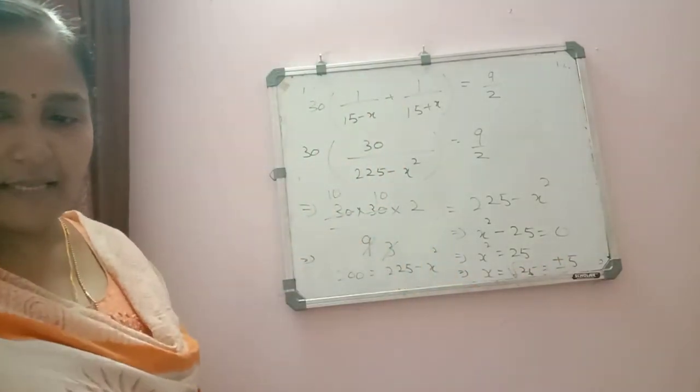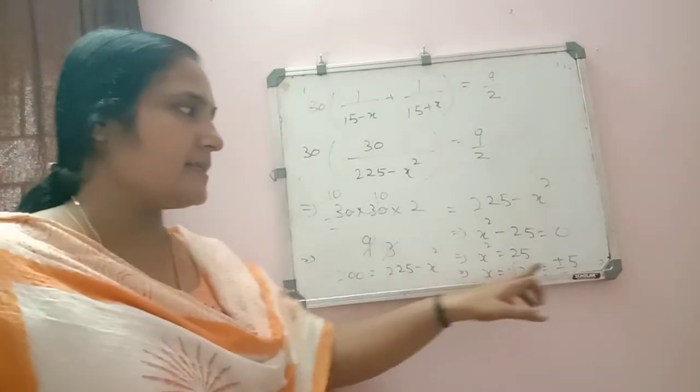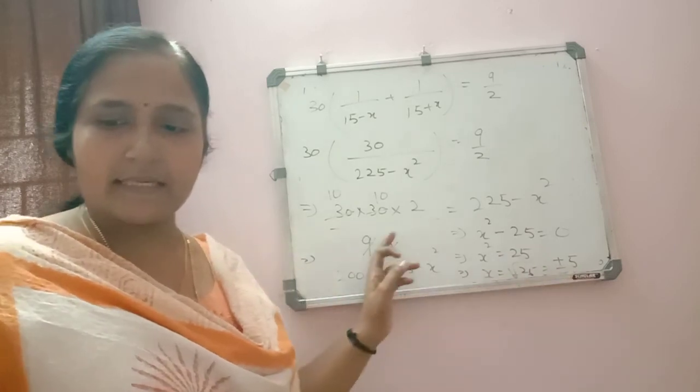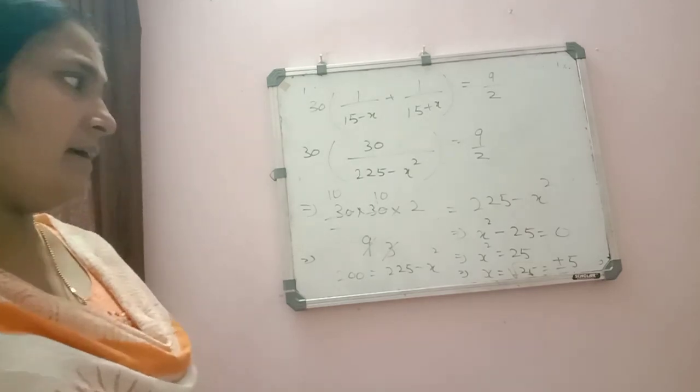Write both the values there, and then we will write that speed will never be negative, therefore x is equal to 5. And at last write down the answer statement: the speed of the stream is 5 km per hour.